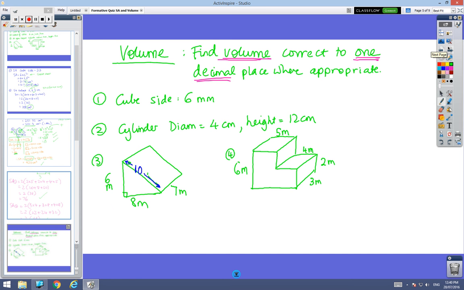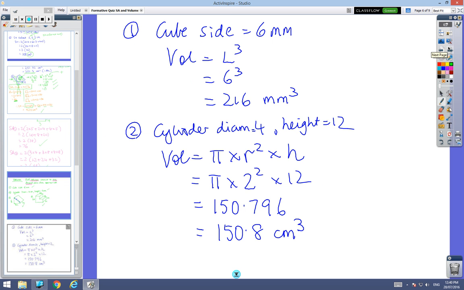Okay, so now we're moving on to volume. Volume correct to 1 decimal place where appropriate. So again, I've got a cube, a cylinder, a triangular prism, and a composite shape. So I want you to pause, and when you're ready, come back live. Okay, so hopefully you've had a go. So again, I'll write the formulas down.